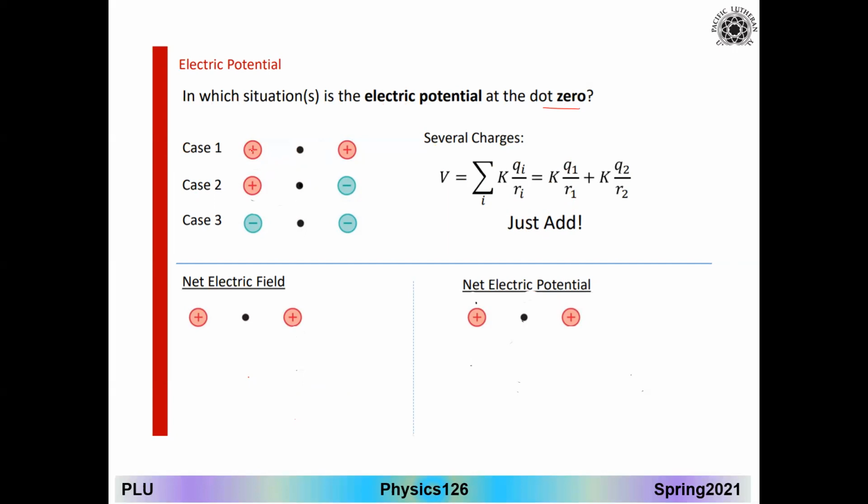Here are Q1 and Q2, and they are both positive, so this one is not going to lead me to 0. One positive and one negative is the only case that leads me to 0. Negative and negative will lead me to a negative electric potential, not 0.